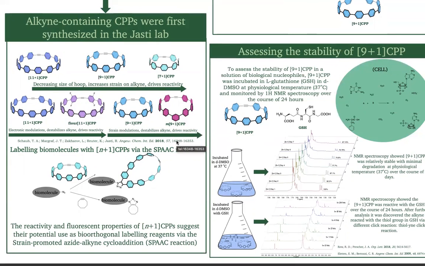So you might wonder, what can I do with these alkyne-containing CPPs? They're super reactive, but what could I be using them for? And that is exactly what my project was. I wanted to look at if CPPs could be used as biological fluorophores, and how well. I hypothesized that via what we call a SPAAC reaction, the strain-promoted azide-alkyne cycloaddition, I could link an azide with the strained alkyne, forming this triazole and essentially fluorescing the biomolecule because the CPPs are fluorescent.